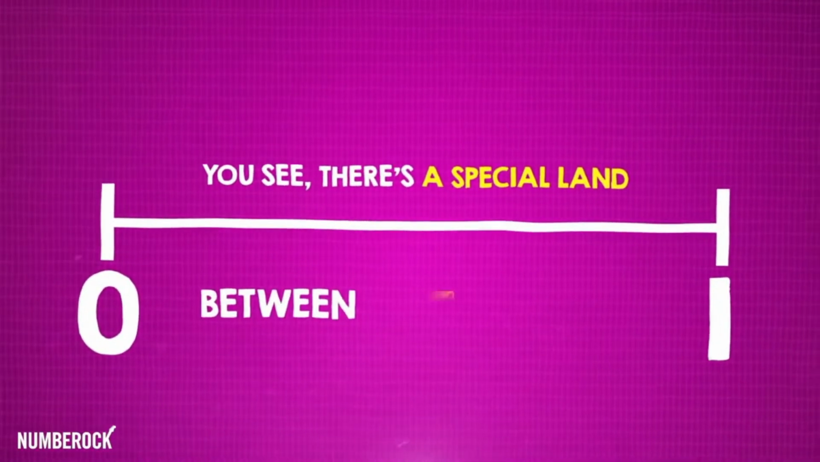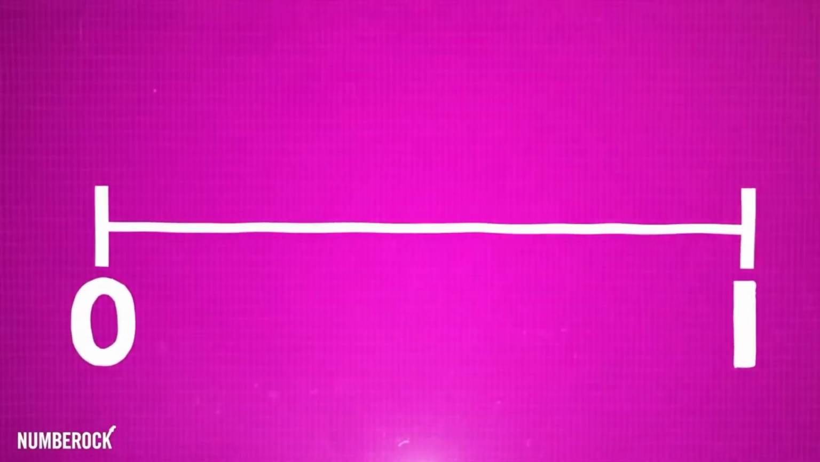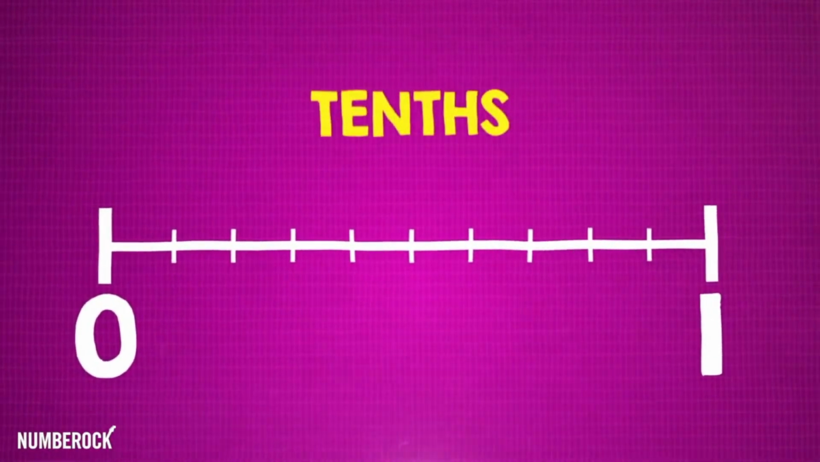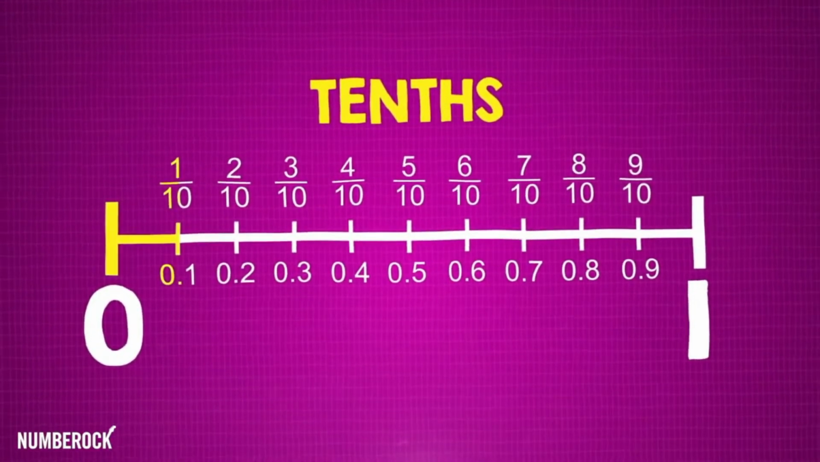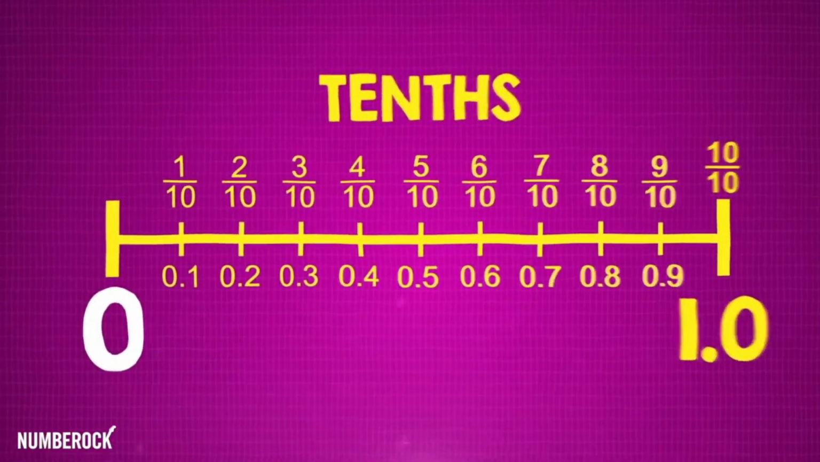You see, there's a special land between 0 and 1, where you'll find decimal numbers in every fraction. Between 0 and 1, make 10 intervals. These are tenths, written as fractions or decimals. When counting by tenths, after you get to 9, the 10th tenth makes 1 whole on the number line.